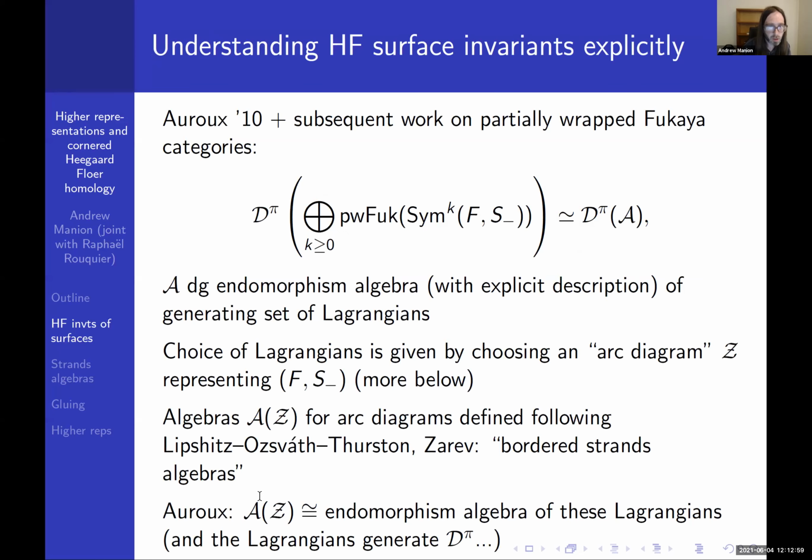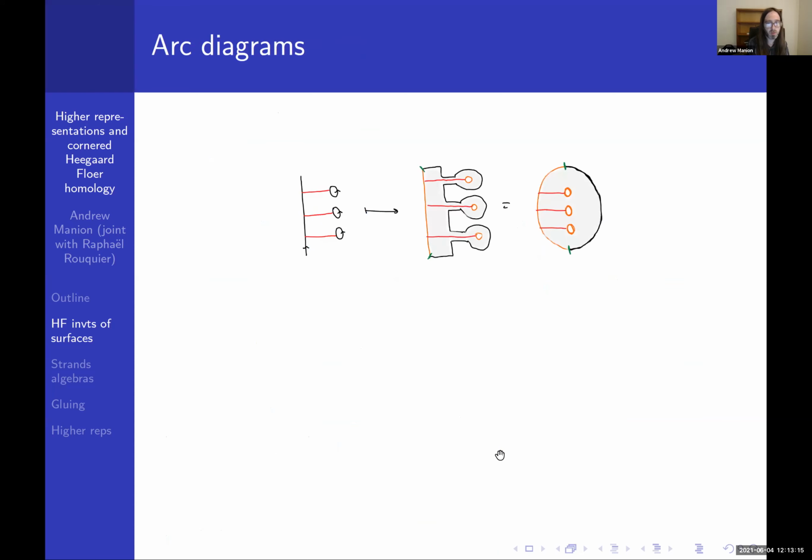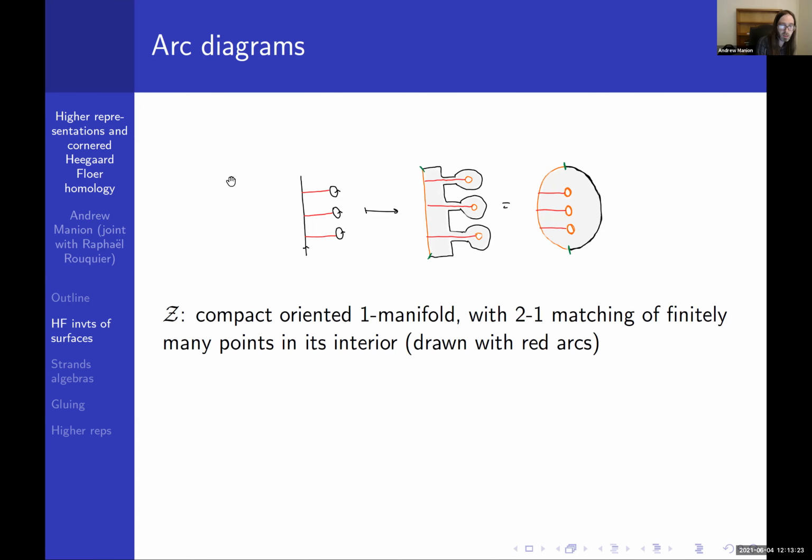But I want to say a little bit more about what's going on here and who the players are in this story, because I'll be talking a decent amount about these strands algebras and certain things you can do with them and gluing formulas for them, etc. Okay, so A of Z is the bordered strands algebra. But first I have to say what Z is. Z is one of these things like this, okay? Z is an arc diagram, which is going to be a compact oriented one-manifold, which I draw in black, and then it's going to have a 2-to-1 matching of finitely many points, but not the boundary points of intervals, okay? Points in the interior of Z, and I'm going to draw those as connected by red arcs.